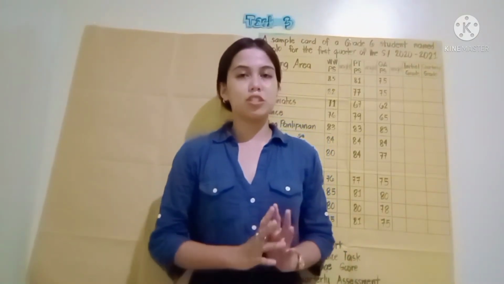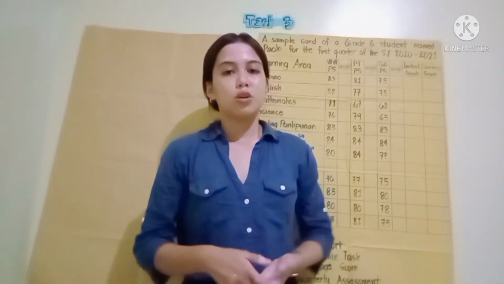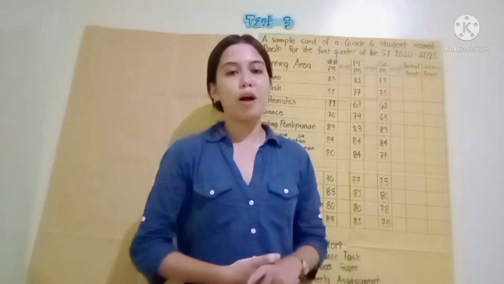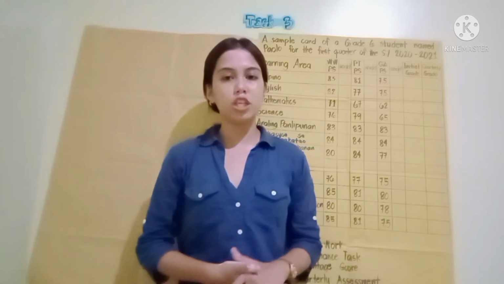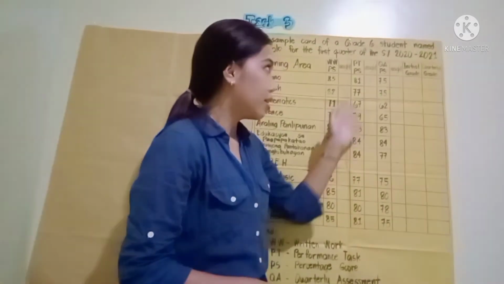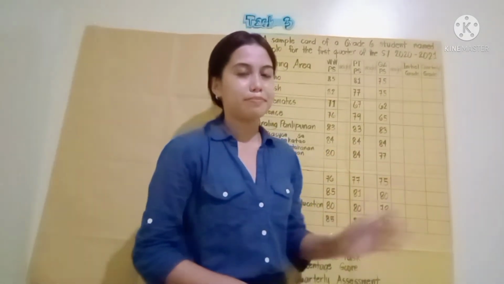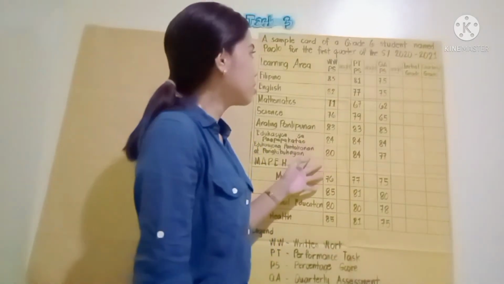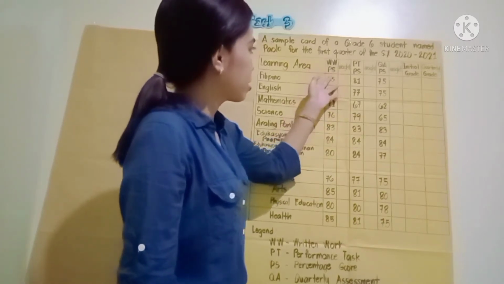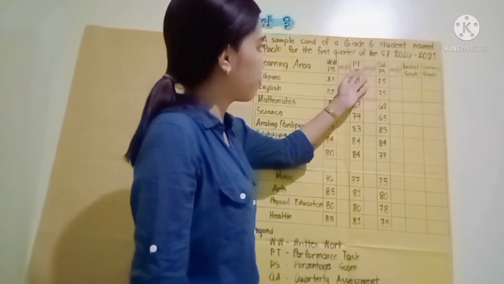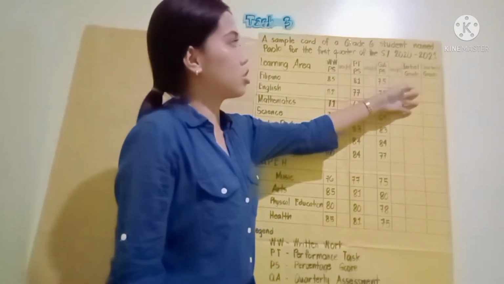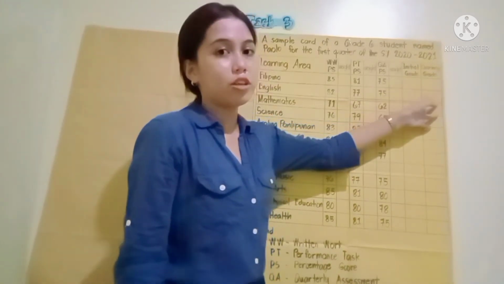For the last task, which is task 3, you are provided a table showing a sample card of a grade 6 student named Paulo for the first quarter of the school year 2020 and 2021. So we need to fill up the needed answers. Based on the table given, we need to get the weighted scores of the written work, the weighted scores for the performance task, and the weighted score for the quarterly assessment, Paulo's initial grade, and his quarterly grade.